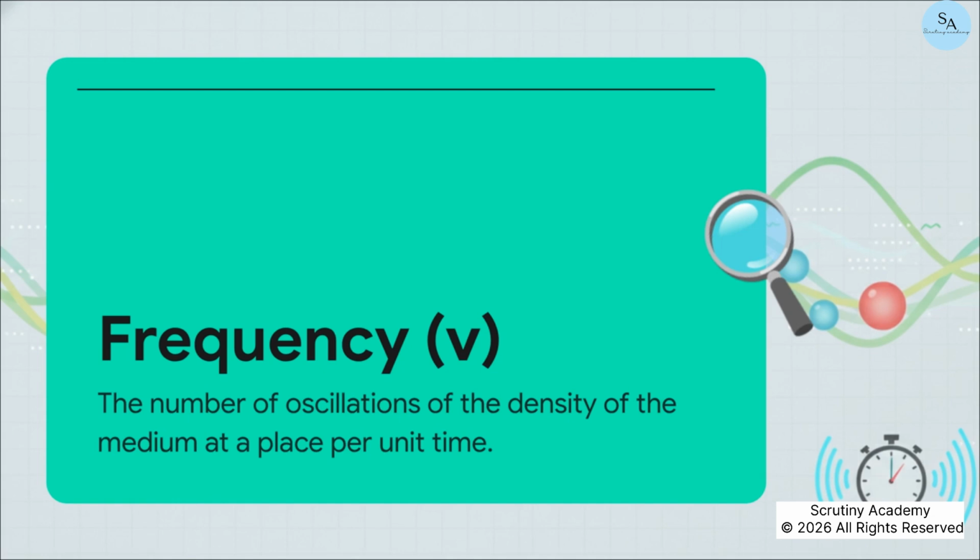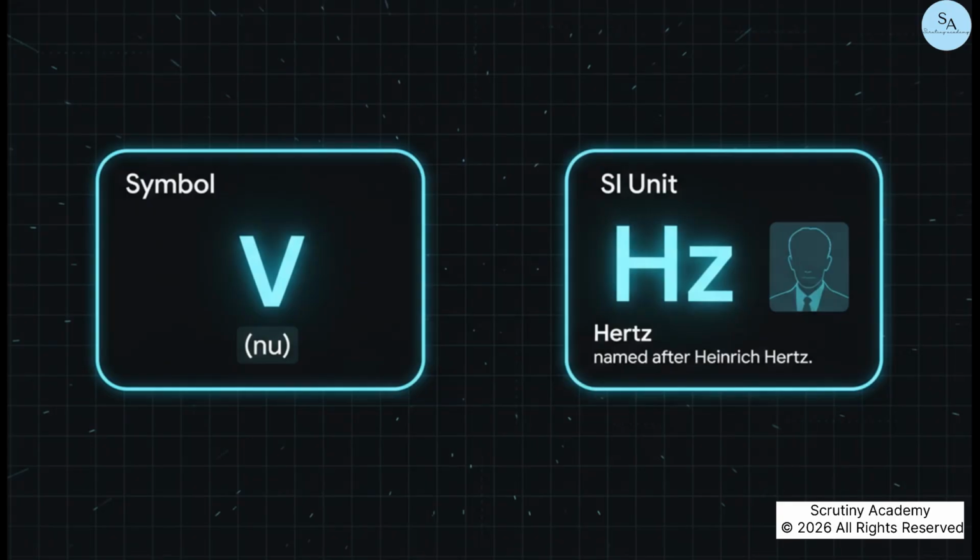It's all about how often or how frequently those wave cycles are happening. The symbol we use for frequency is the Greek letter nu. It kind of looks like a curvy V, and its unit is the Hertz, or Hz for short. It's named after the amazing physicist Heinrich Hertz. And it's simple: 1 Hertz just means 1 cycle, or 1 oscillation per second.